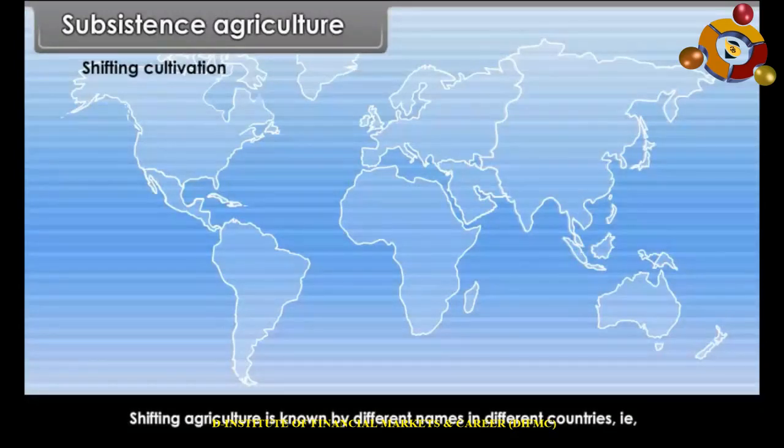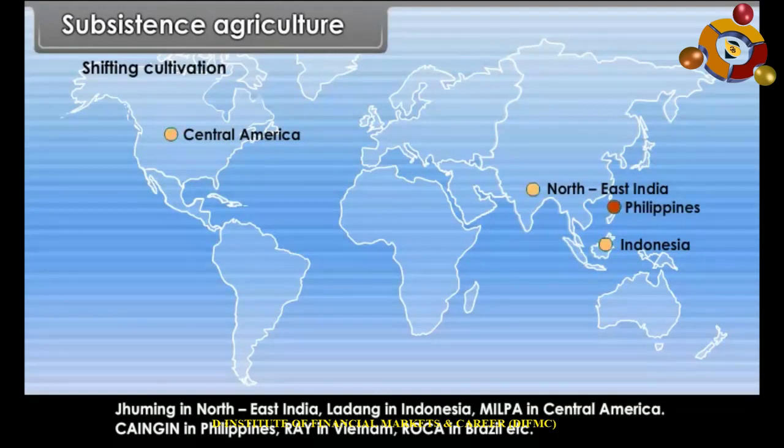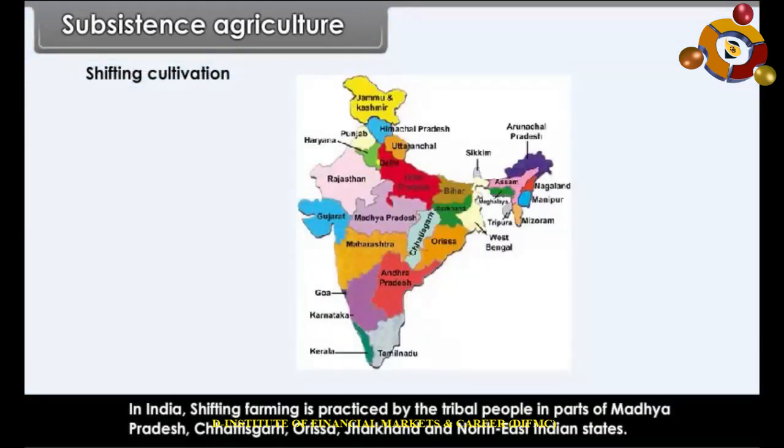Shifting agriculture is known by different names in different countries: Jhuming in northeast India, Ladang in Indonesia, Milpa in Central America, Kengin in Philippines, Ray in Vietnam, Roca in Brazil, etc. In India, shifting farming is practiced by the tribal people in parts of Madhya Pradesh, Chhattisgarh, Orissa, Jharkhand and northeast Indian states.